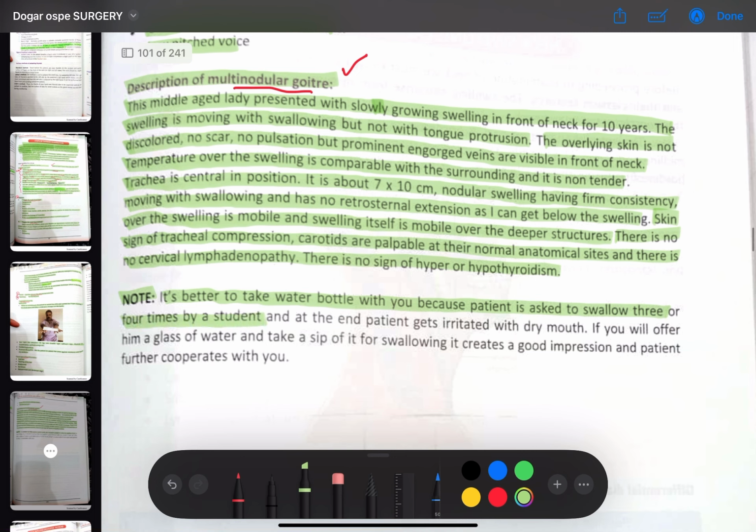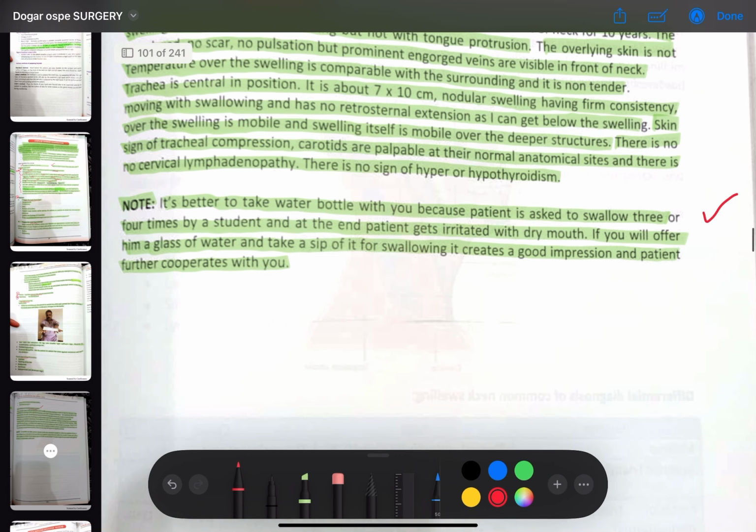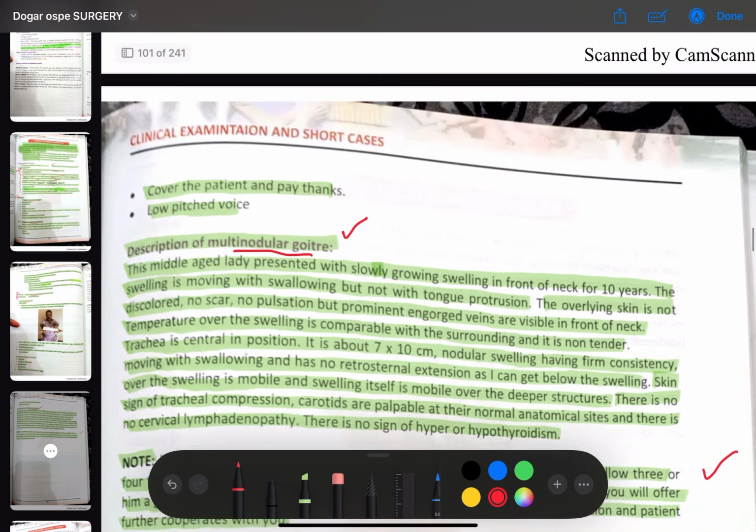Note: it's better to take a water bottle with you, because the patient is asked to swallow 3 or 4 times by a student, and at the end the patient gets irritated with a dry mouth. If you offer him a glass of water and a sip of it for swallowing, it creates a good impression and the patient cooperates further with you. So this is an important clue for a thyroid examination: there should be a water bottle with you.